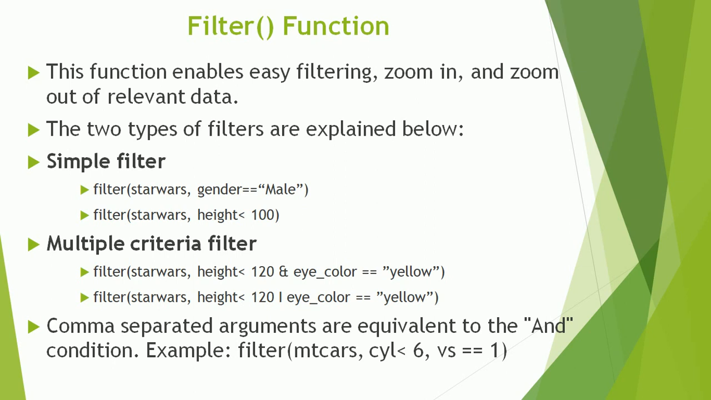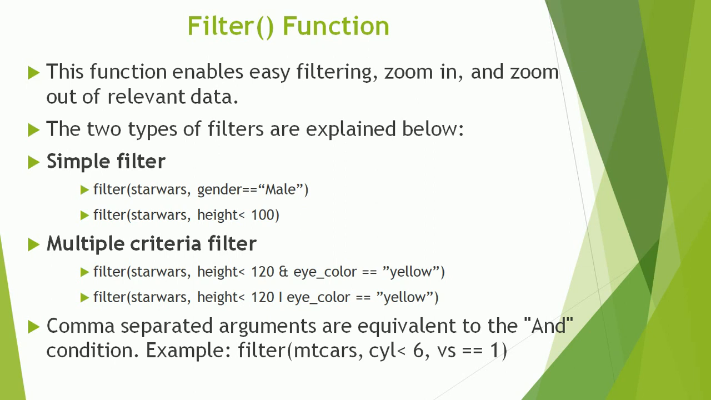Now for example, filter Star Wars, which is the name of the data set, and gender double equal to means only those which have these words. So if you put a single equal, it may consider males and male both. If I put a double equal to, it will consider only if it has MALE. No other words would be considered, right? So that means I want to filter the data only of those whose gender is male.